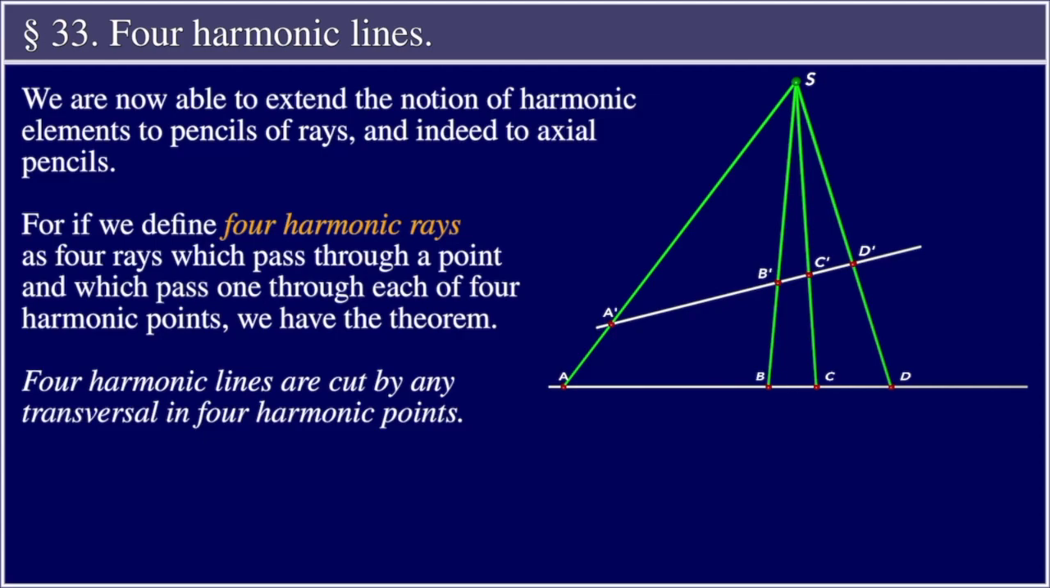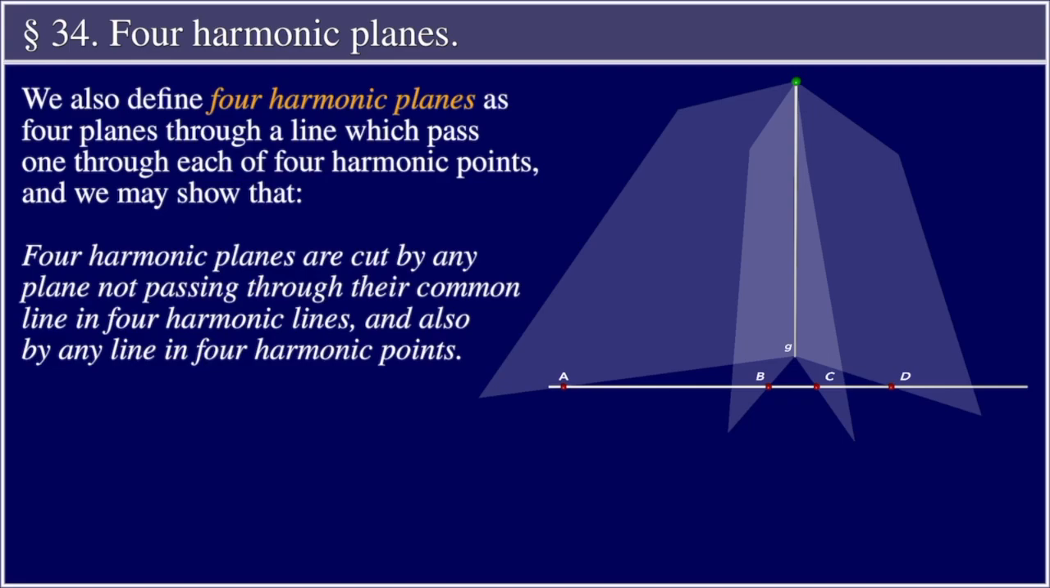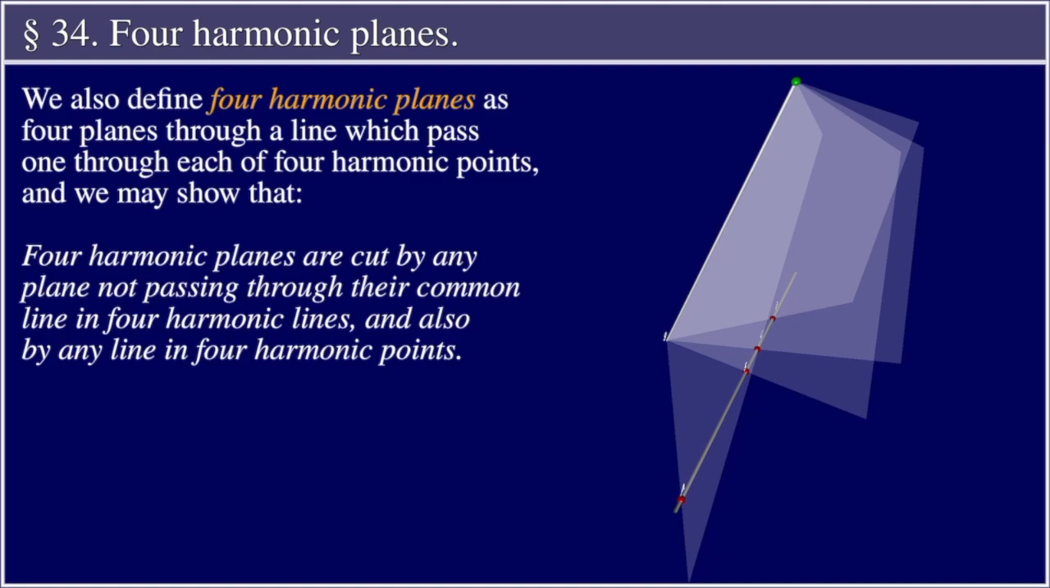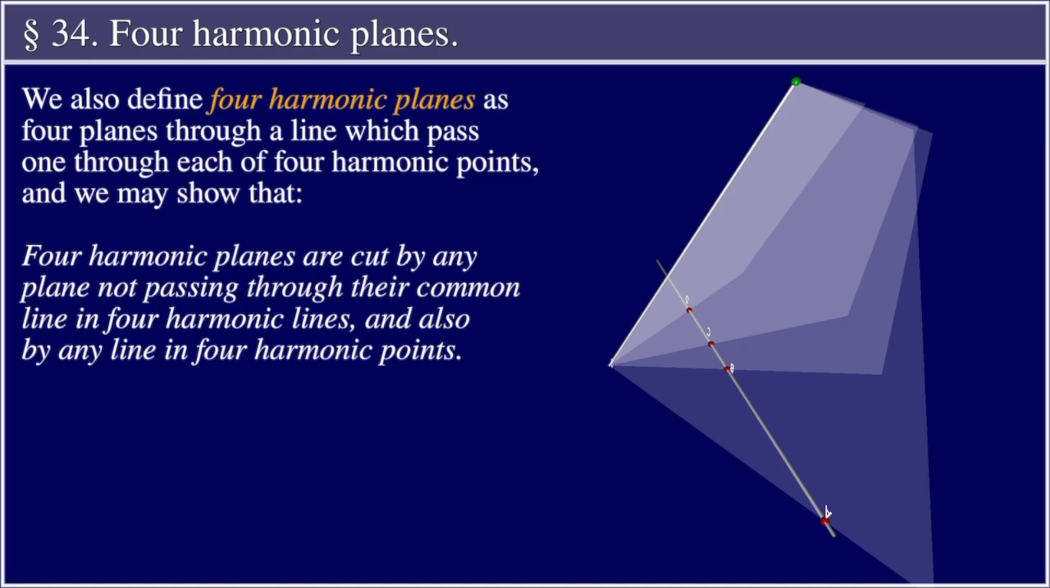Section 34. Four harmonic planes. We also define four harmonic planes as four planes through a line which pass one through each of four harmonic points. And we may show that four harmonic planes are cut by any plane not passing through their common line in four harmonic lines, and also by any line in four harmonic points.